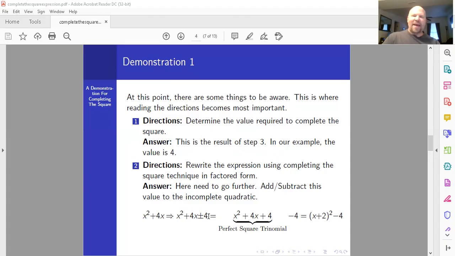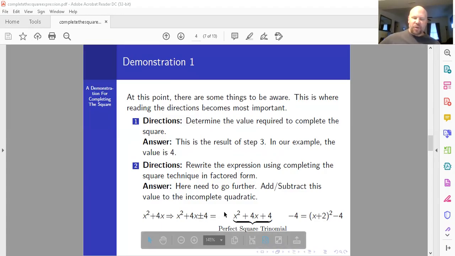But I can always add 0 and keep the value of that expression equal. So I'm going to add 0 in a very special way because 4 minus 4 is 0. Then I'm going to go ahead and separate out the plus or minus into a plus 4 and then a minus 4. And the reason why I do this is because x squared plus 4x, that's the incomplete quadratic right there.